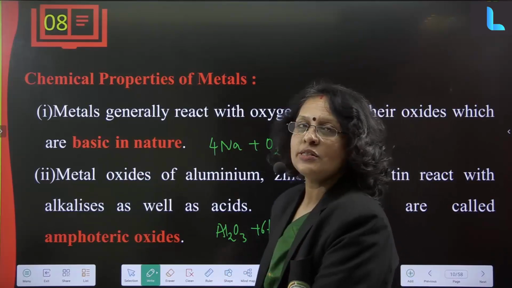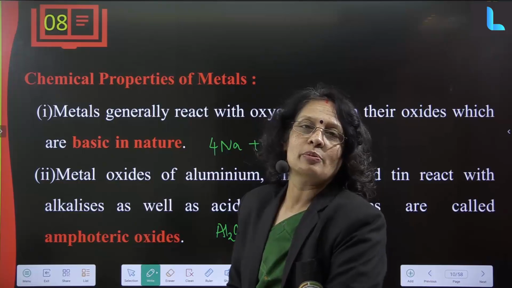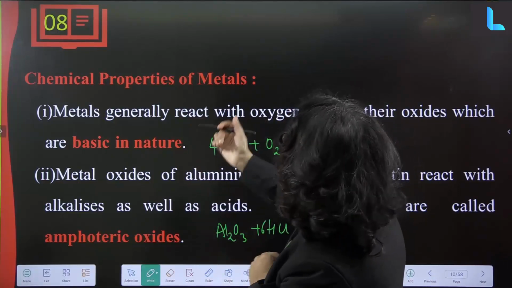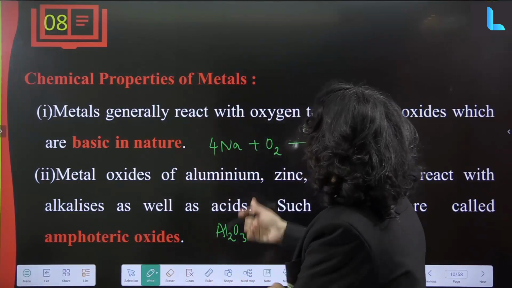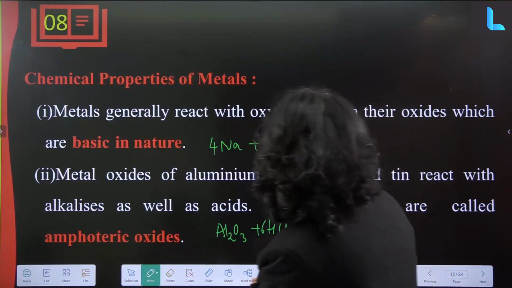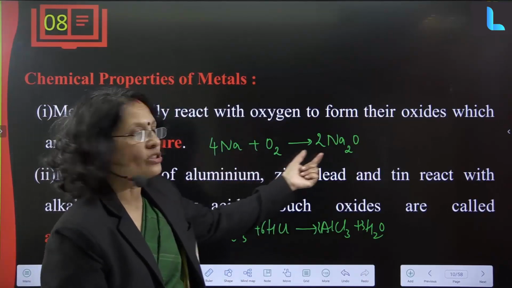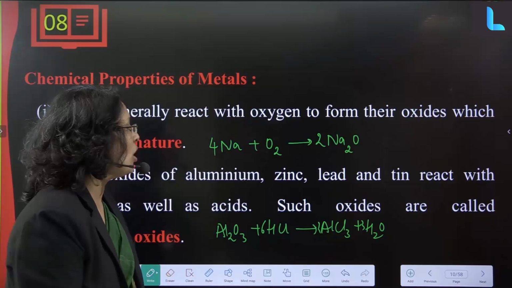Actually carbon is used in stainless steel, but carbon is an exception, otherwise we are talking about the other properties. Now chemical properties of metals. Metals generally react with oxygen to form their oxides, which are basic in nature. For example, sodium reacts with oxygen to give a basic oxide, sodium oxide.